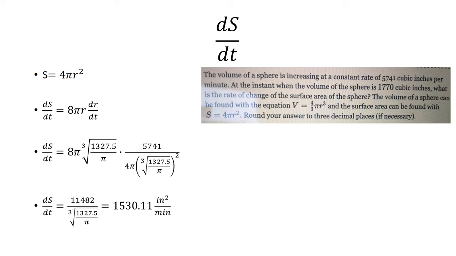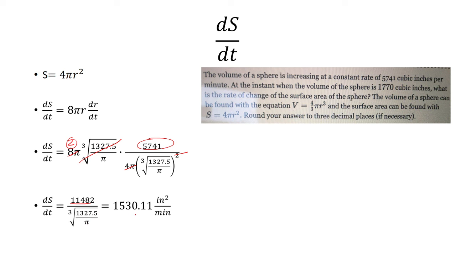So first notice 8 pi over 4 pi is 2. And then whatever's in the root is the same. This is a cube root, this is to the 2/3 power. So this is going to go away, and this is going to go away. That leaves us with 2 times 5,741, which is 11,482, and that is over the cube root.